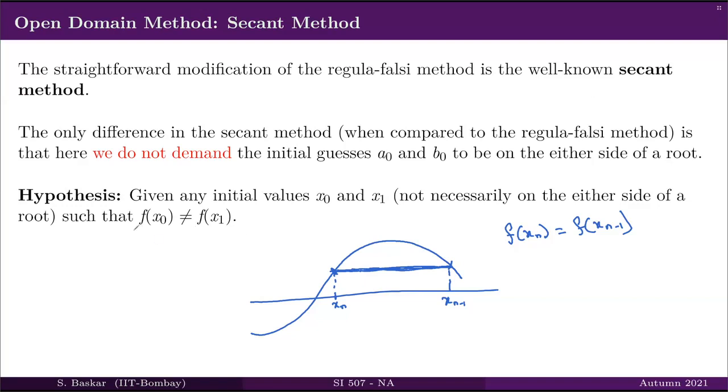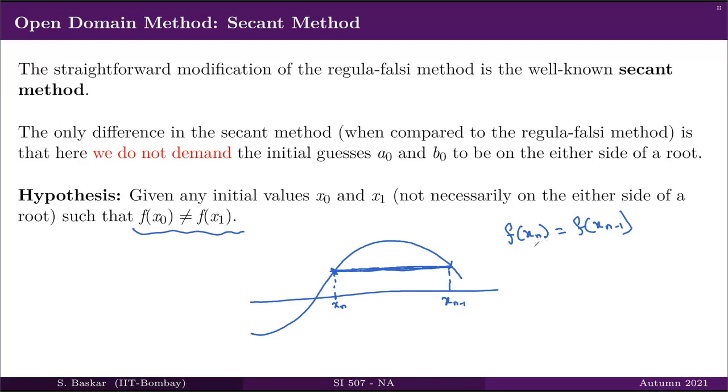It may happen with the initial guess also, but since the initial guess is in our hands, we may carefully choose our initial guess in such a way that this condition does not hold at the initial level. That is, we may always choose our x0 and x1 such that f(x0) is not equal to f(x1).